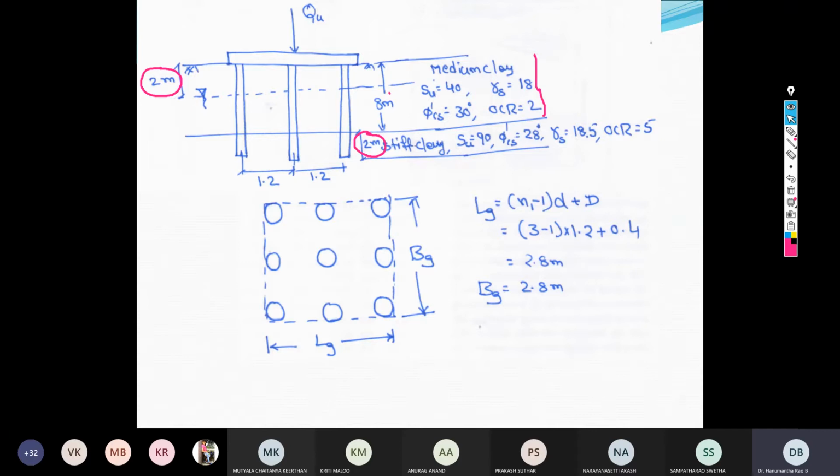This is the first step to be done when a pile group problem is given. The very first step is to calculate the length of the pile group and the width of the pile group.